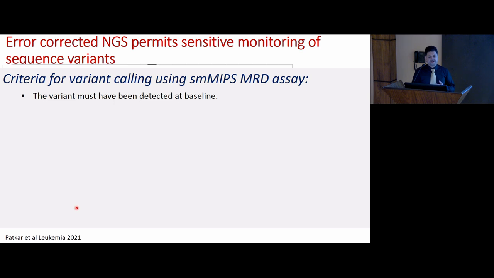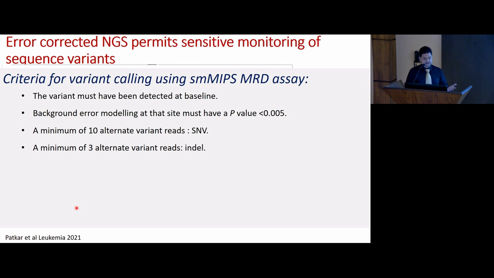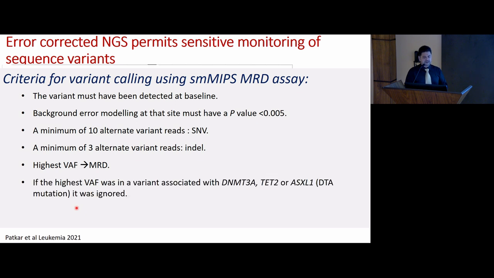So the variant should have been detected at baseline. You also have to incorporate an error model on top of this. So the error model at that site should have a p-value of less than a set threshold. Minimum 10 reads should be there. Minimum 3 alternate variant reads for an indel. And the highest VAF should be taken as MRD. And if the highest VAF was in a variant associated with DTA, please ignore.